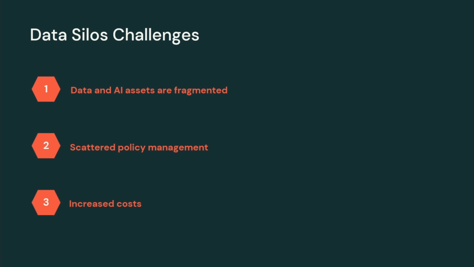The first one is that your assets are fragmented, your data and AI assets. And so from a user's perspective, that means there's no single unified place to view all the data that they need. We also see scattered policy management, and this really increases the administrative burden when you're struggling to maintain security. And then lastly, there's of course increased costs that come from the redundant compute and storage if you're trying to replicate your data in multiple places.